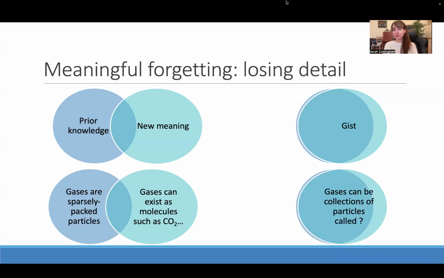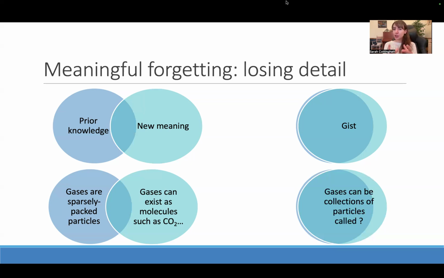When they come back next lesson, they understand the gist that gases can be these collections of particles, but they might not be able to give me the word molecules. They might remember an example, but not all the examples I gave. They've lost some detail, but they've retained the gist. So if you think about a student that comes to you and you say, what did we learn about with gases last lesson? And they're able to tell you, these collections of particles, these particles stuck together. You can build from that. You can remind them of the details far more easily and get onto the new material in that lesson quite quickly.